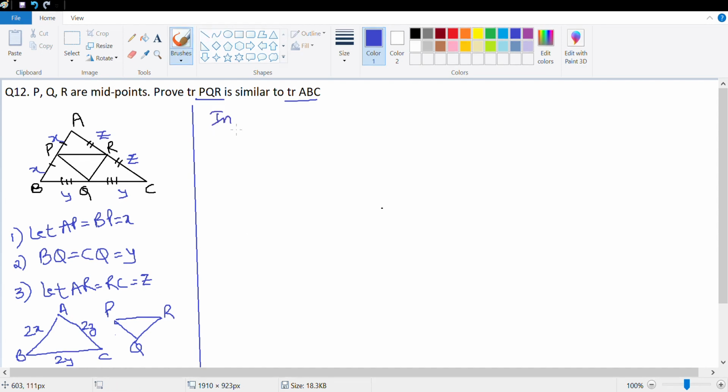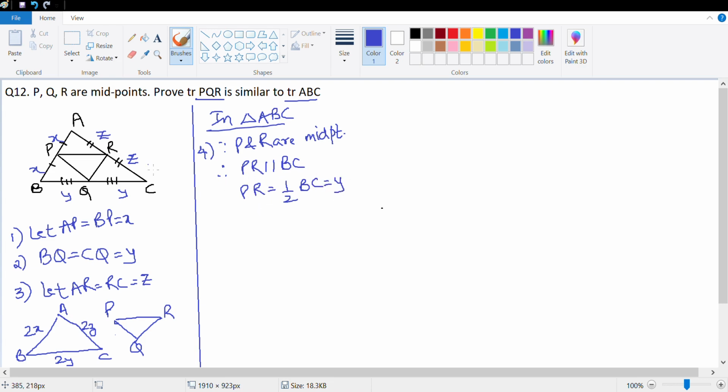So in triangle ABC, number 4, since P and R are midpoints, therefore PR is parallel to BC and PR is equal to half of BC, which is equal to Y. Right? Half of BC is nothing but BQ, which is Y. Done. So this is point number 5. This is using midpoint theorem. Done. Let's look at the next one.